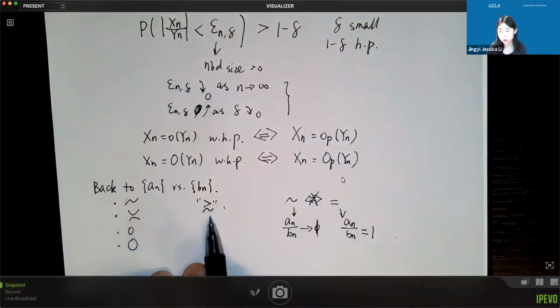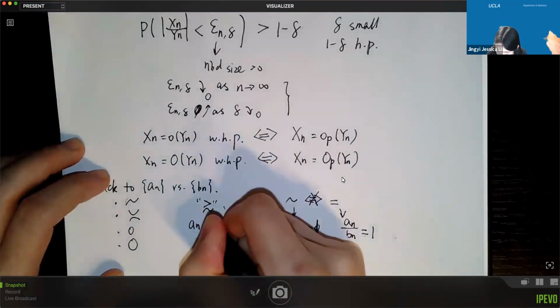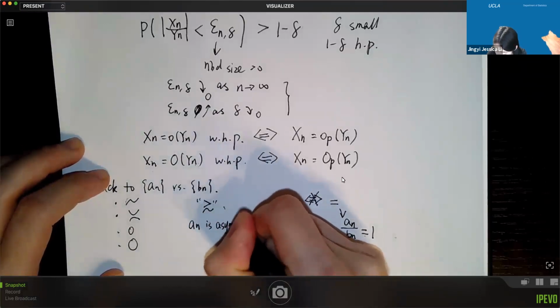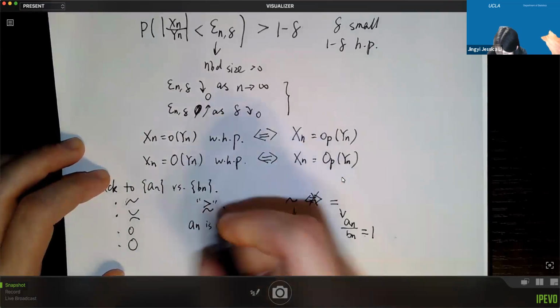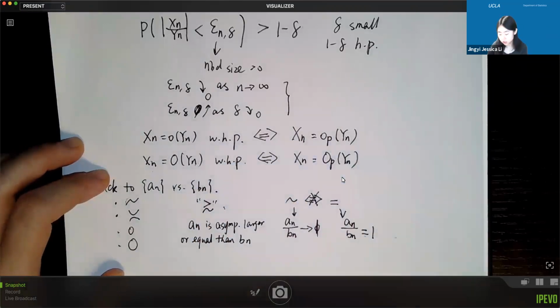And that's the same idea over here. So this notation, in different papers, may be used to mean different things, so you should read the context of the paper. To me, it can mean one of 2 things. One is that AN is asymptotically larger or equal than BN. Which means that for a small finite n, we may not have AN greater or equal than BN. But as n goes larger and larger, we would have AN greater or equal than BN.